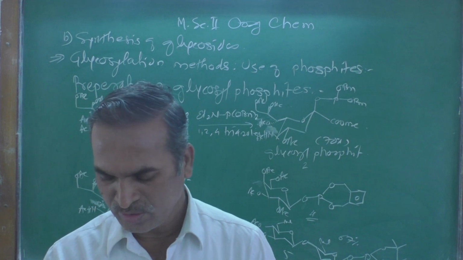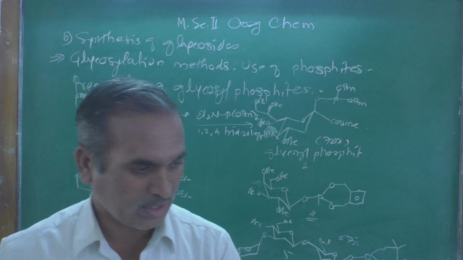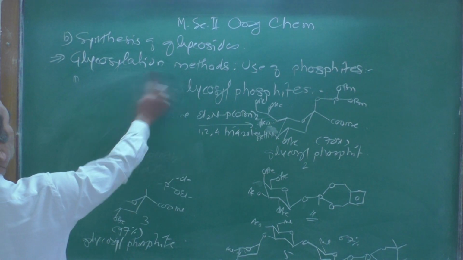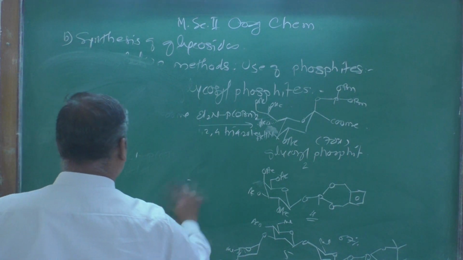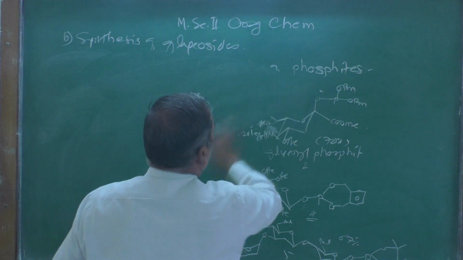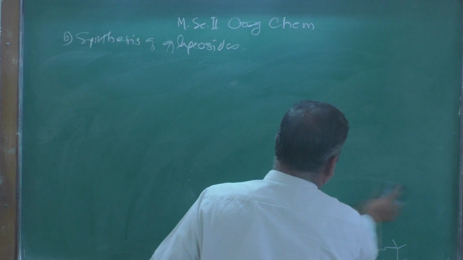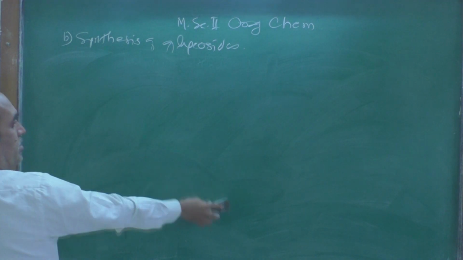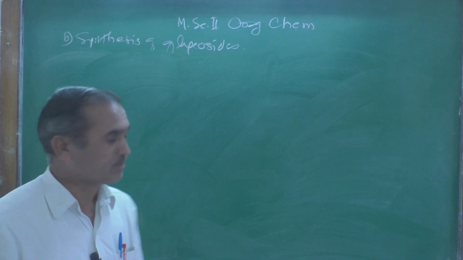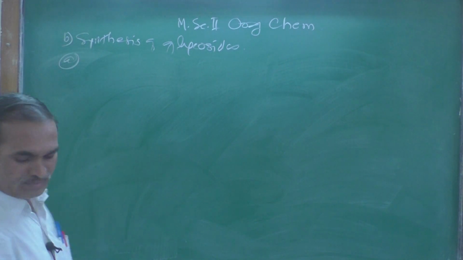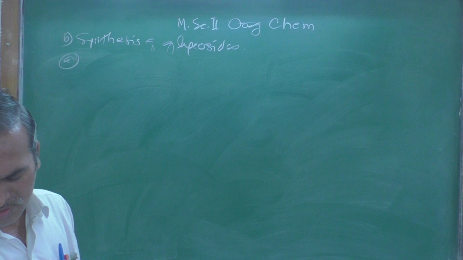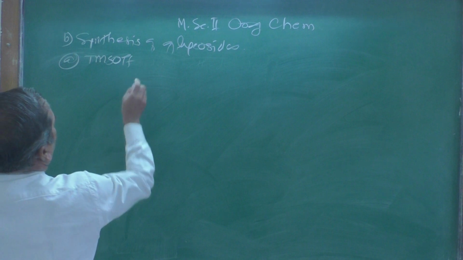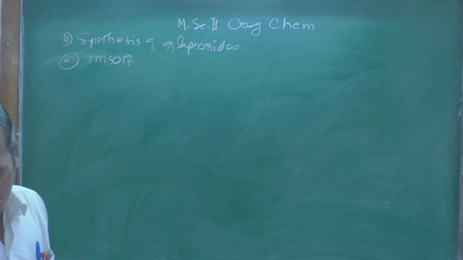Let us see how the reactions are taking place over there, that I am trying to show over here. This is the glycosylation, how TMS can be shown over here. Let's see the first one, path A. I am representing some of the reaction: TMSOTf reacts with the donor first.